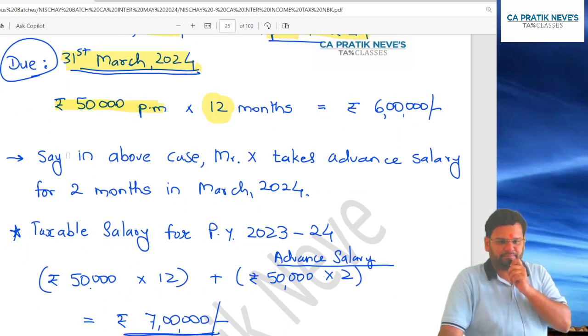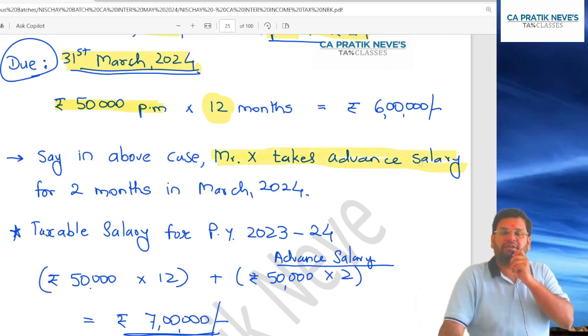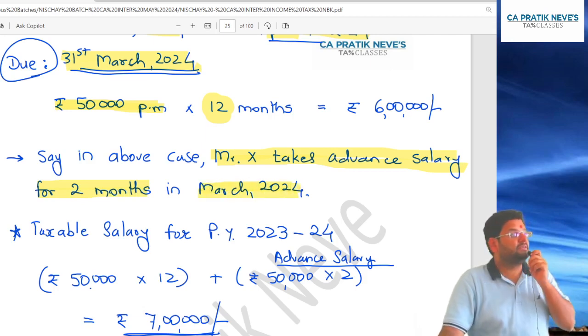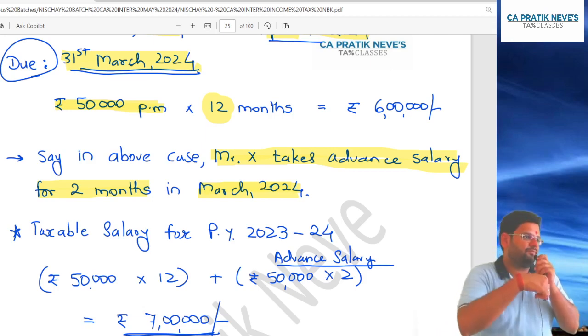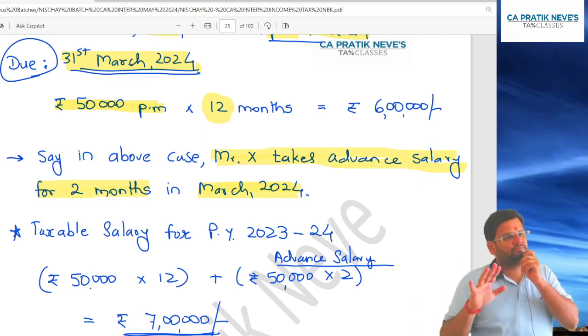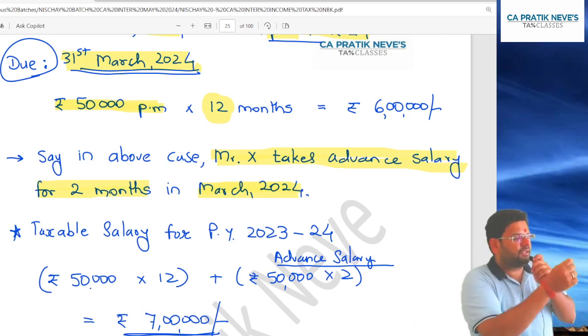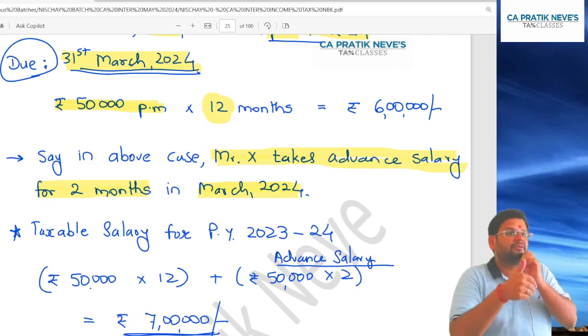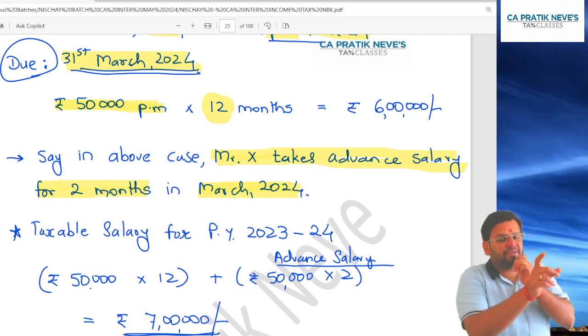Now, say in the above case, X takes advance salary for 2 months. If he takes advance salary for 2 months in March 24, then what will happen? When will he receive that advance salary? In March. So it will be taxable in March 24, that is PY 23-24. His salary is 50,000 per month. So 50,000 into 2, he has received in advance 1 lakh. So now taxable will be 6 lakh plus 1 lakh, 7 lakh.